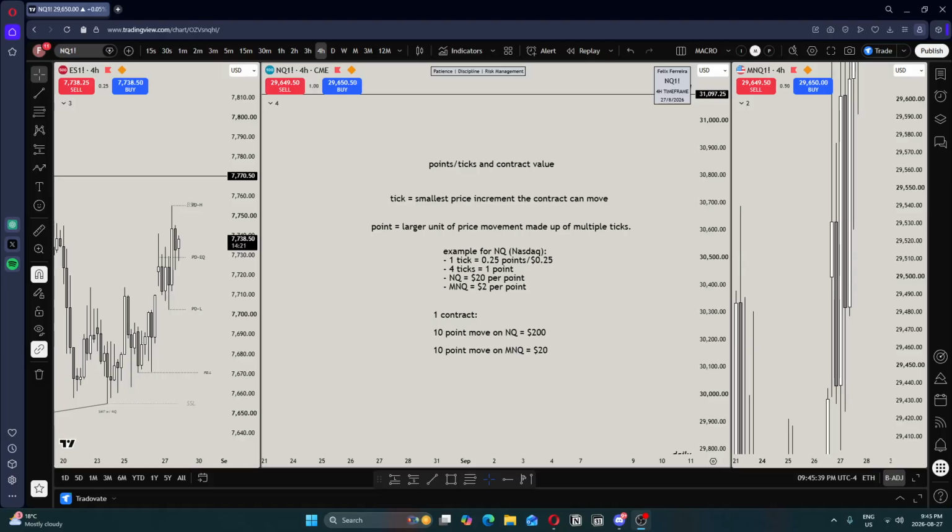Moving on to contract value. Futures contracts move in two values, either points or ticks. One tick is the smallest price increment that the contract can move. A point is a larger unit of price made up of multiple ticks.